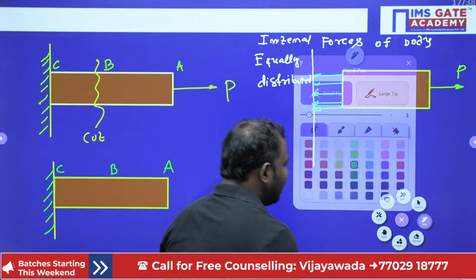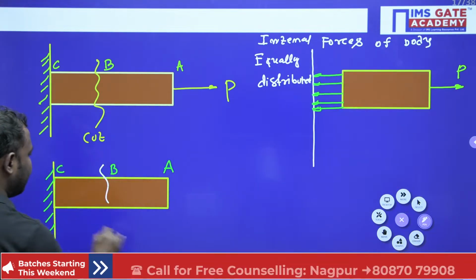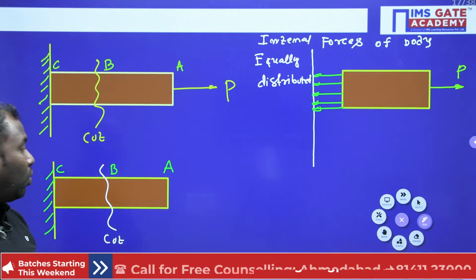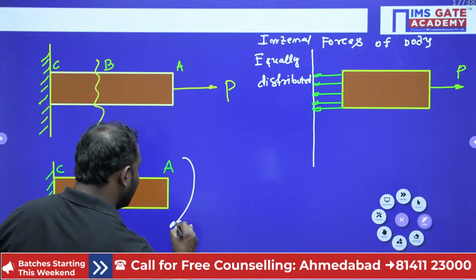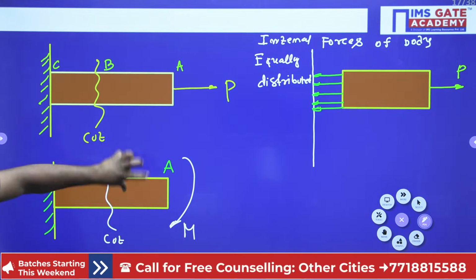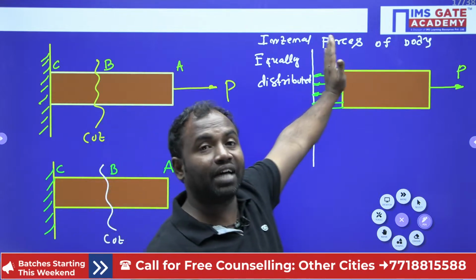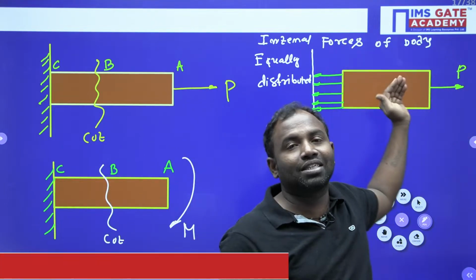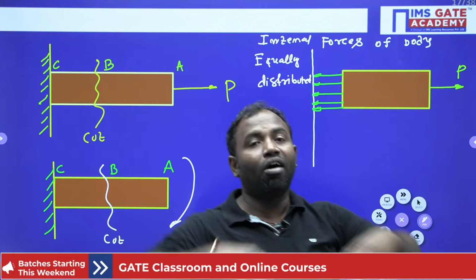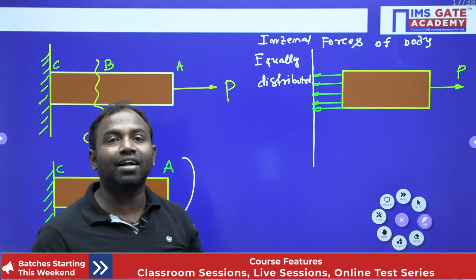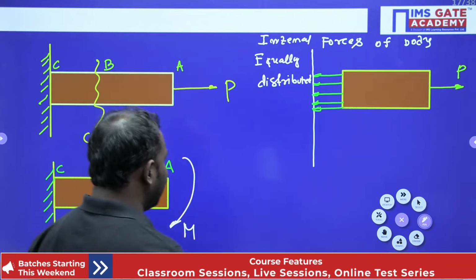Now similarly here also if I cut the portion at B, now in this case what happened, here I am applying a moment, not force. So whenever I apply the force, because of those forces, the internal forces of the body are equally distributed, right. If I apply a moment, then what happens to the body? Let us see that. Now see here what happened now.